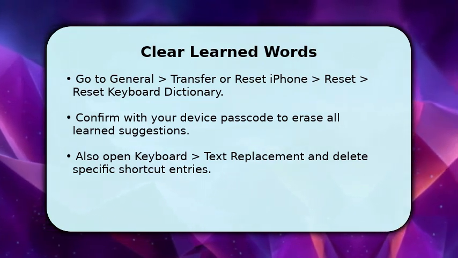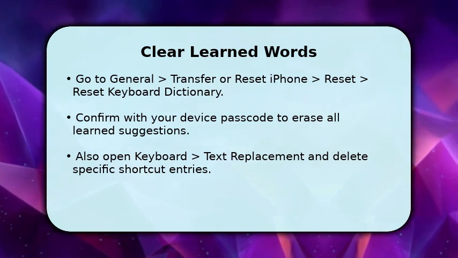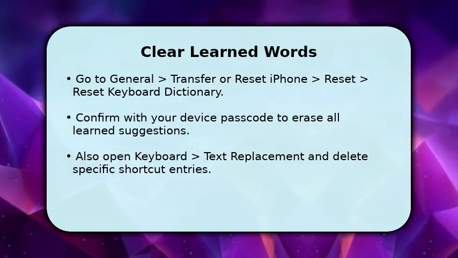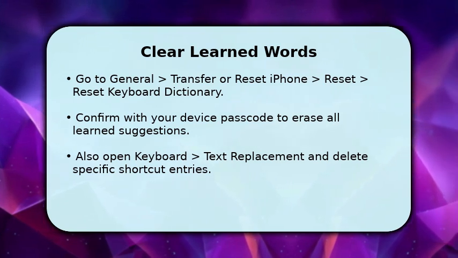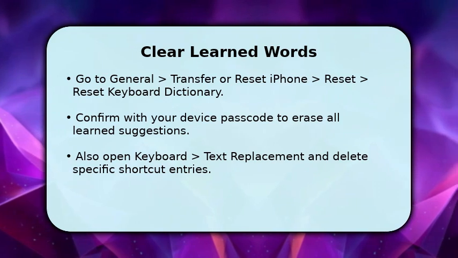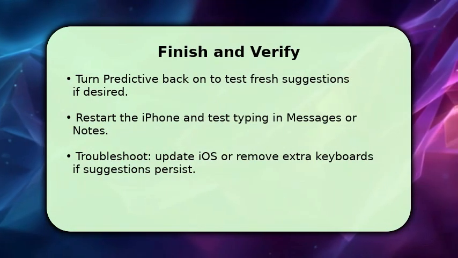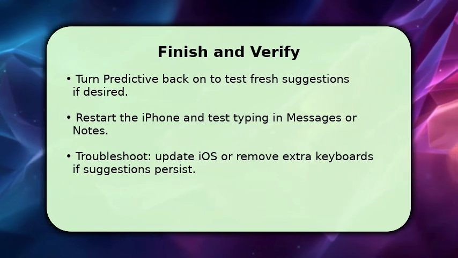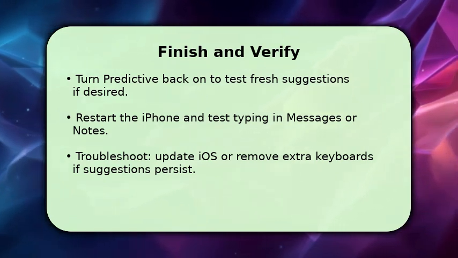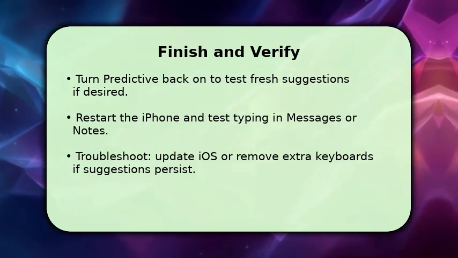Next, return to Keyboard and tap Text Replacement to manually delete any saved shortcuts that could reintroduce unwanted words. Make sure to review multiple keyboard languages if you use them, because each language can store its own learned suggestions and replacements. Finish by deciding whether to re-enable Predictive, toggle it back on to generate fresh suggestions from scratch, or leave it off if you prefer no predictions.